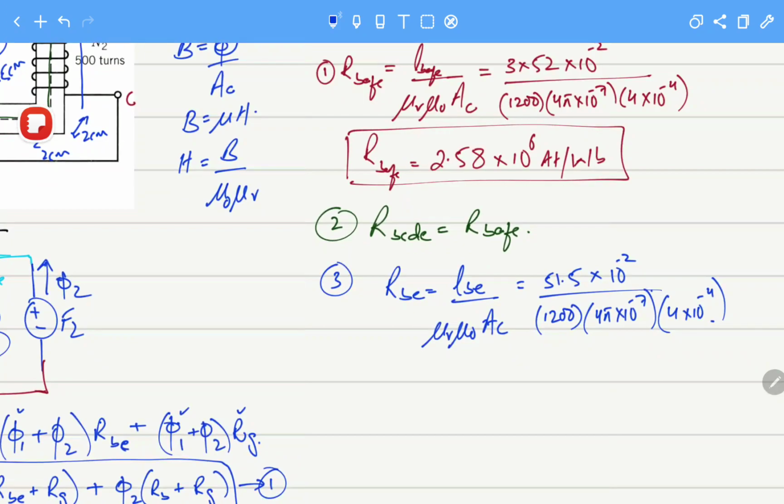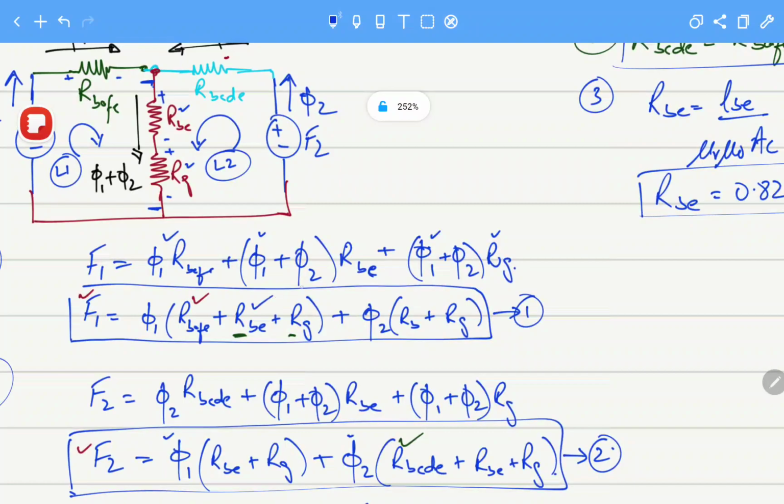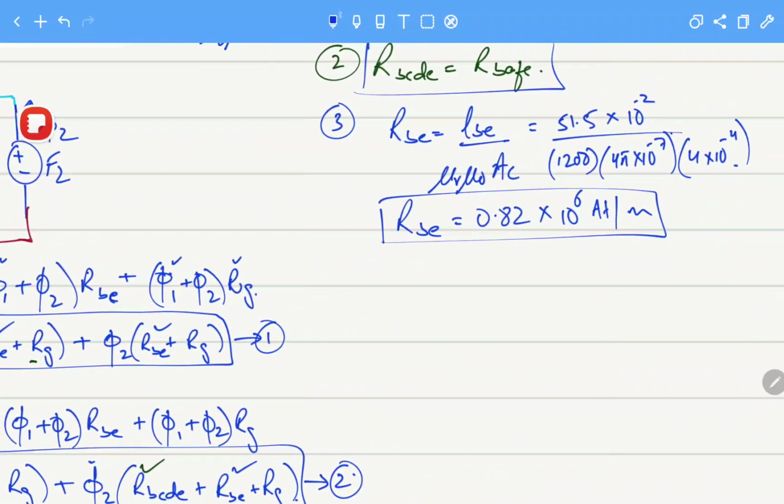So the value will become R_BE equal to 0.82 into 10 raised to power 6 ampere turns per Weber. So we had this equation also. In our equations we have calculated R_BE, and this is R_BE, and here we have also calculated R_BE. Now the only thing that is remaining is R_G.